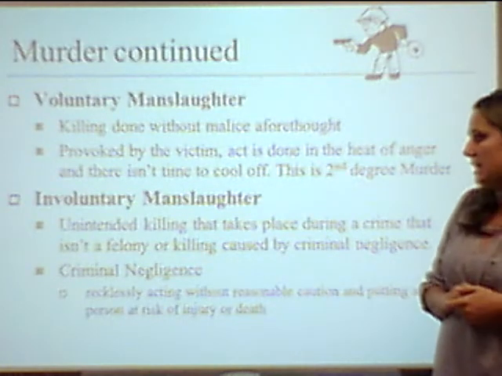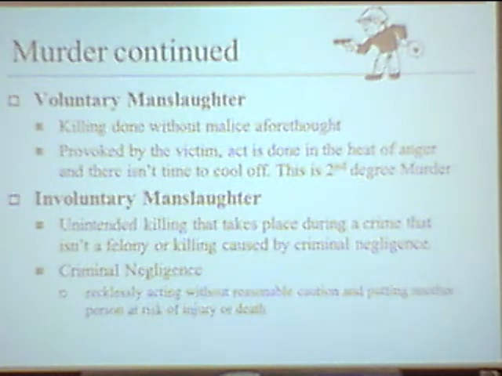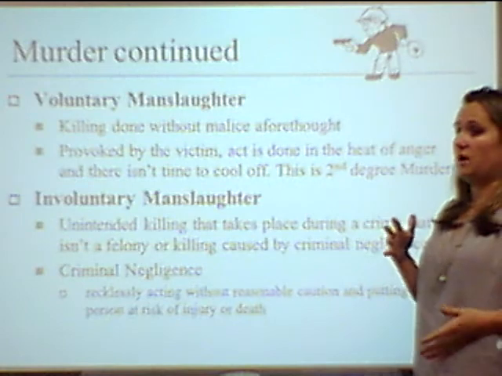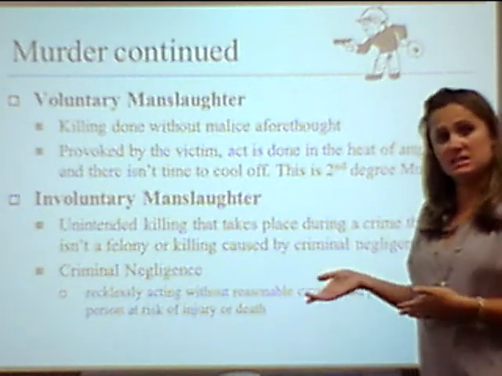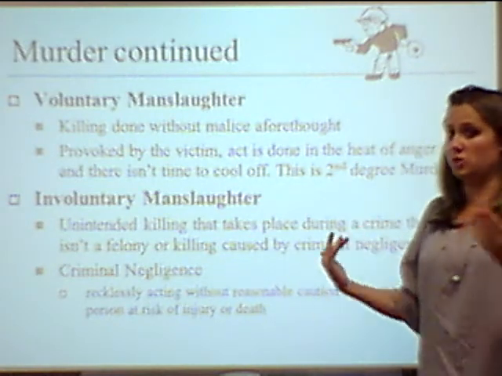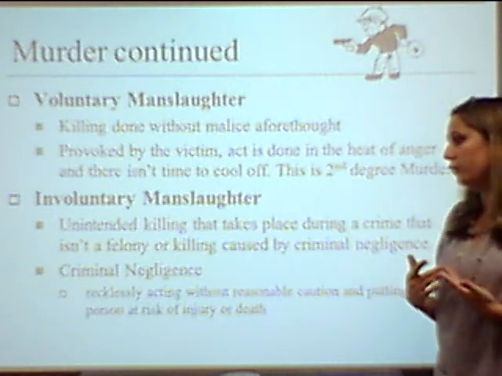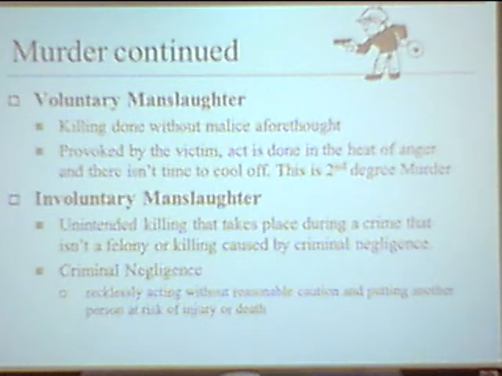So involuntary manslaughter, so unintended killing that takes place during a crime that isn't a felony. The other ones, the felony, first degree, and second degree murder, were during felonies. This one is more like you're driving your car and you're driving recklessly and someone dies in your car because of the way you were driving it, or maybe you were under the influence and you didn't intend to kill them, but you still did, and that's called involuntary manslaughter.